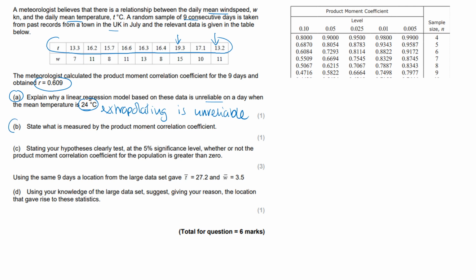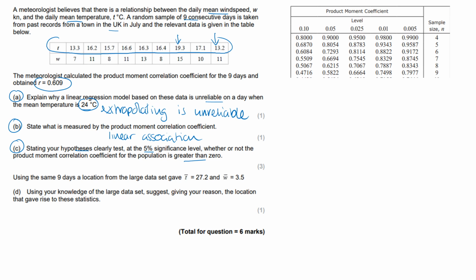For part B, we're being asked to state what is measured by the product moment correlation coefficient, and that is the linear association between the two variables. In part C, we're stating our hypothesis clearly, testing at the 5% level whether or not the product moment correlation coefficient for the population is greater than 0.